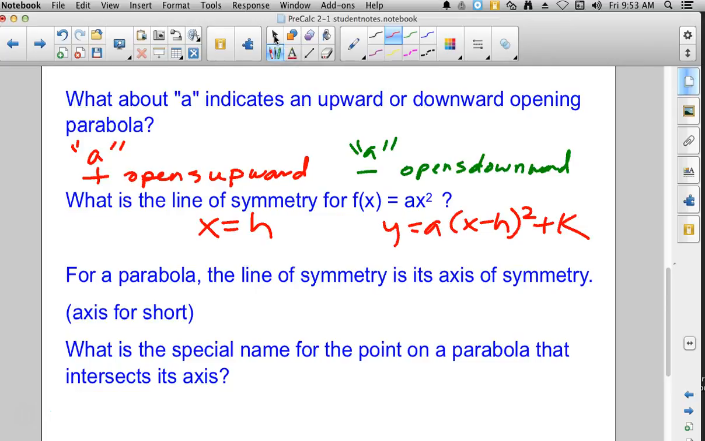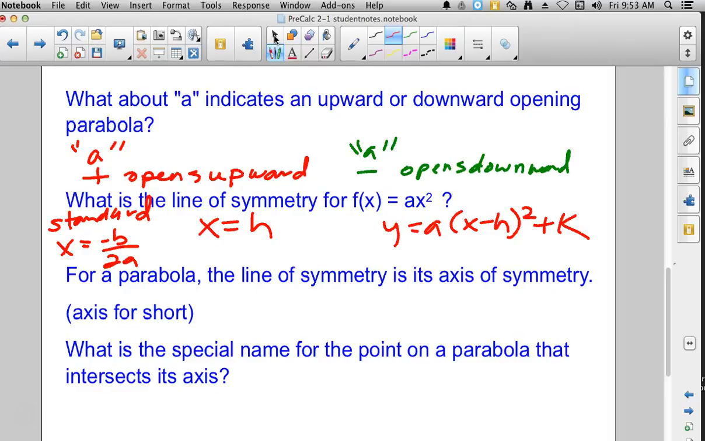Now, if it's in vertex form, then it's really easy to find. But sometimes we have to do a little work when it's in standard form. And standard form is that ax squared plus bx plus c. And that's going to be negative b over 2a when it's in standard form. That's how we'll get that axis of symmetry. So, little formula there.